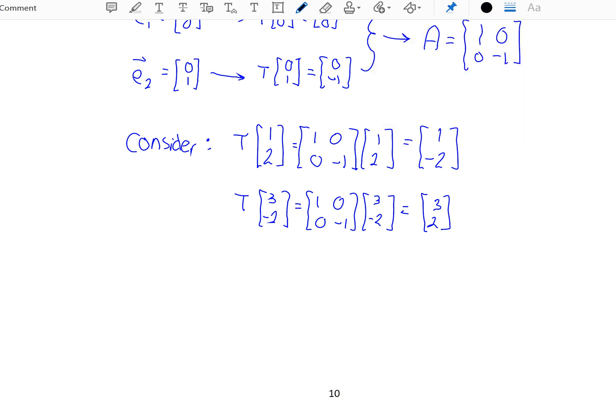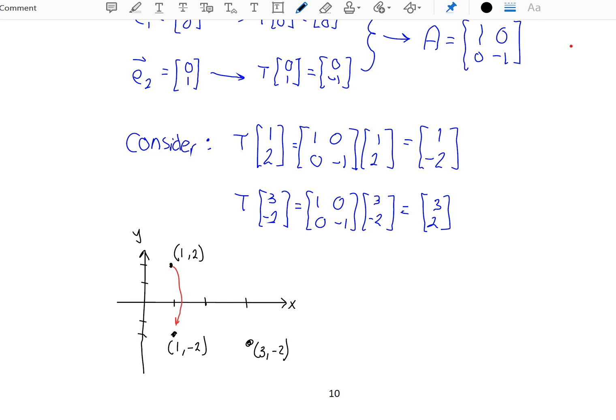I think graphically what we should see here, let's make a little coordinate system that we can plot some points on, is that we started with the ordered pair 1, 2, so 1 in the x direction, 2 in the y direction. Here's our starting point 1, 2. However, after the transformation, it has moved to the ordered pair 1, negative 2. So this point got moved to this point. Similarly, 3, negative 2. We started here. After this transformation, this point got moved to the ordered pair 3, 2. This point got moved to this point.